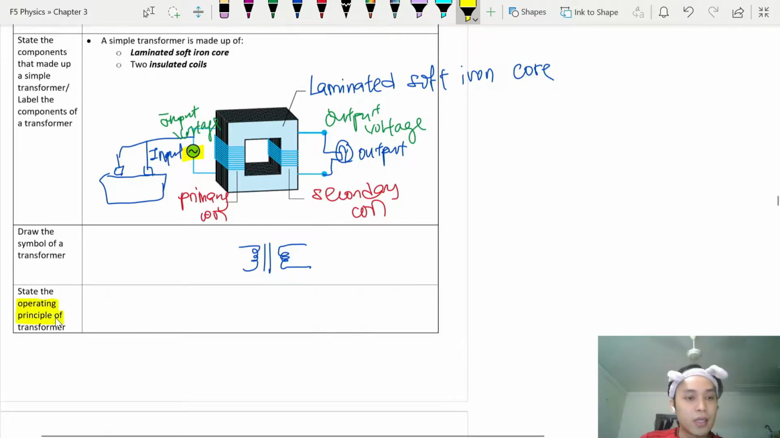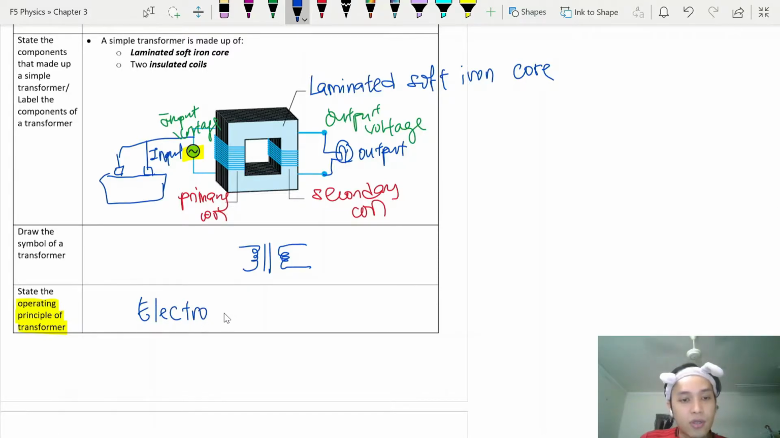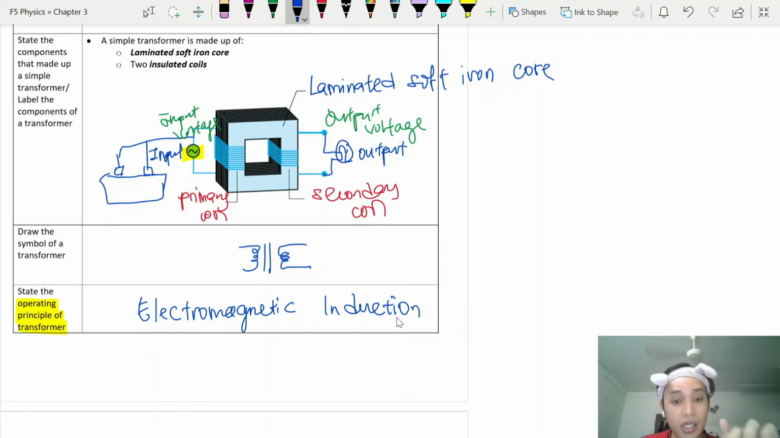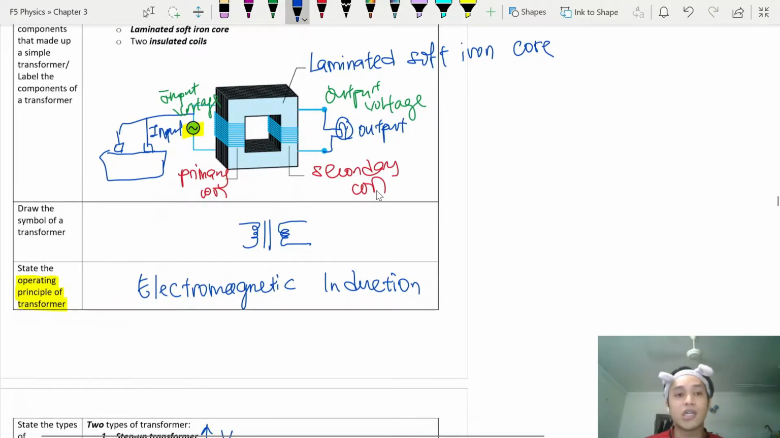Operating principle. Now, how does your transformer function? The physics concept used here is electromagnetic induction. The operating principle of how a transformer works is using electromagnetic induction, meaning we are using induced current. Later I'm just going to explain very briefly how they work. So this is the first part of your transformer.